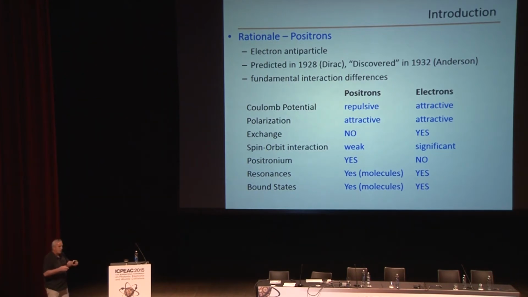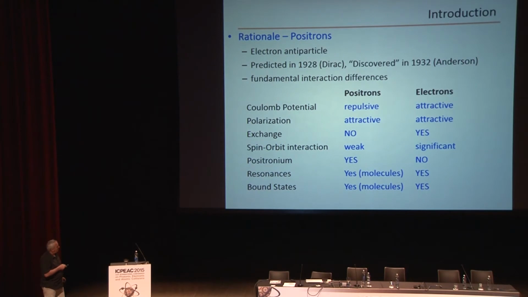Polarization effects, the distortion of the charge cloud during the scattering, is essentially the same for both. A big difference is the lack of the exchange interaction. Of course, with electrons in a scattering experiment, the projectile electron can exchange with one of the atomic or molecular electrons, and that can drive many interesting processes, but it's absent for positrons. Spin-orbit interaction, because of this lack of penetration of the electron charge cloud in the target, the spin-orbit interaction in positrons is very weak, but it's a significant effect in electron scattering.